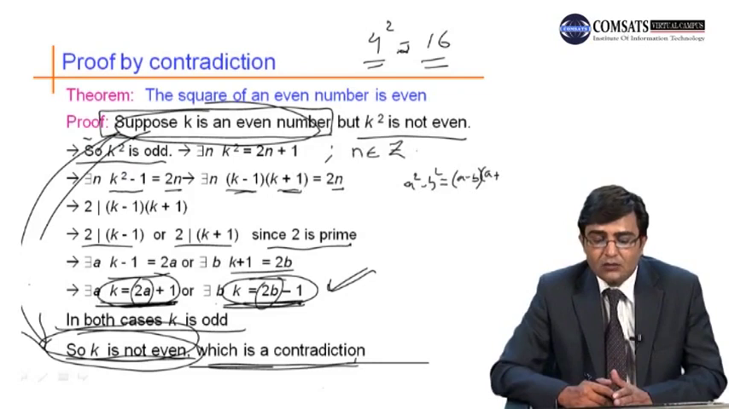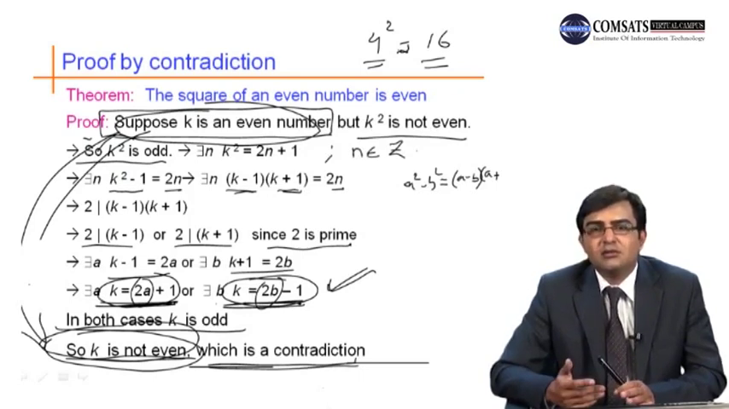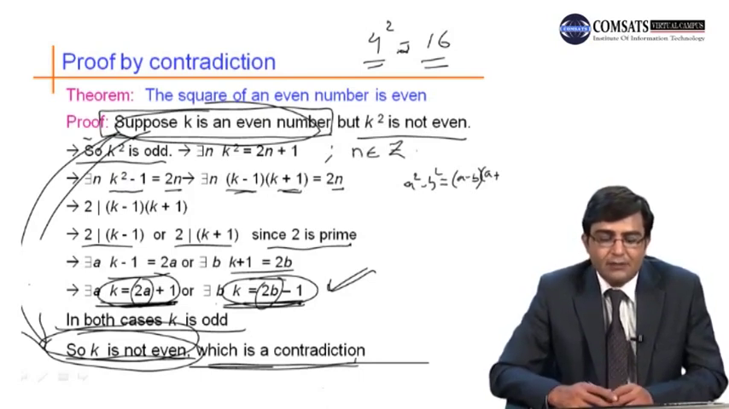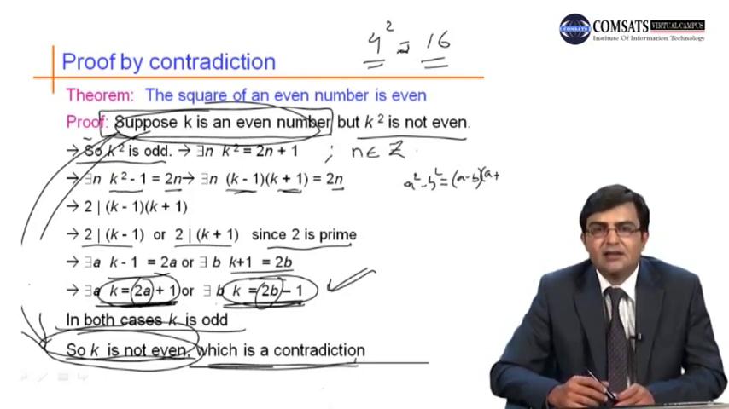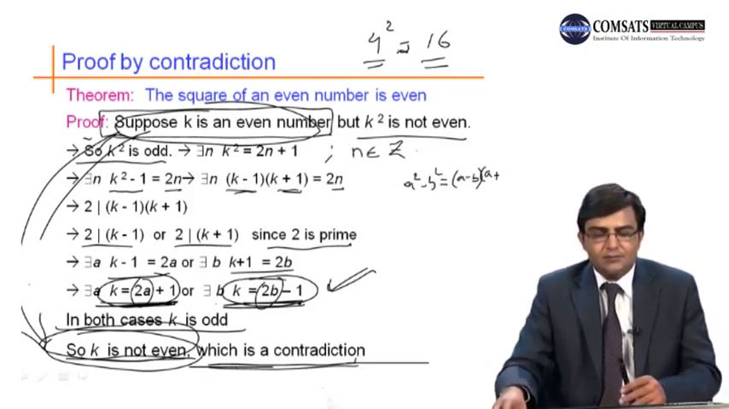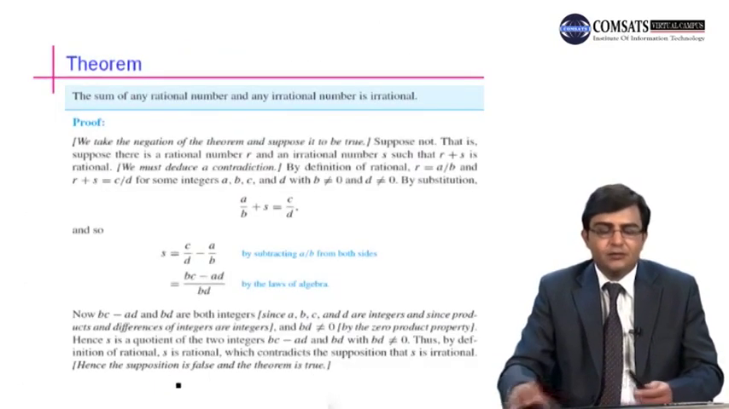Therefore we say that our supposition, that k square is not even, is wrong. If this supposition is wrong, then what will be true? k square will be even. This statement is true. So we have proved by the method of contradiction that the square of an even number is even. So this is basically the proof by the method of contradiction.